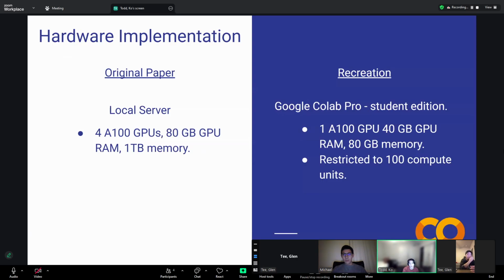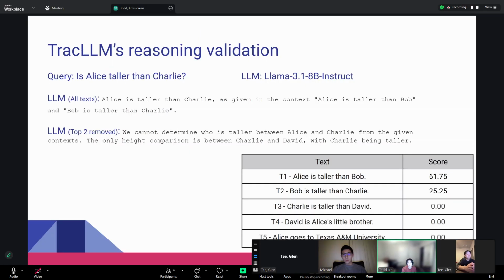The original paper used 4 A100 GPUs, 80 gigs of GPU RAM, and 1 terabyte of memory. We as students don't have access to those resources, so we used Google Colab Pro with 1 A100 GPU, 40 gigs of GPU RAM, 80 gigs of memory, and 100 compute units.